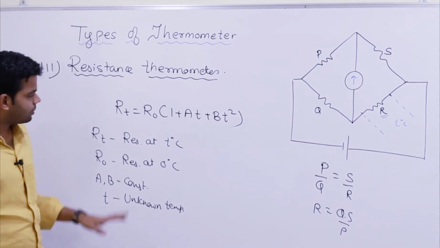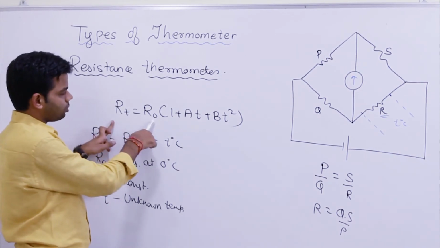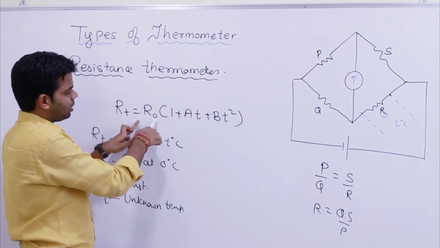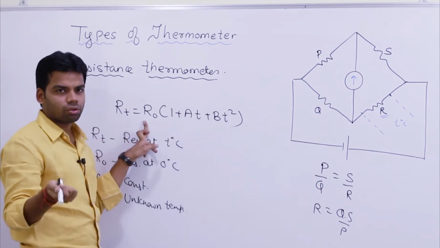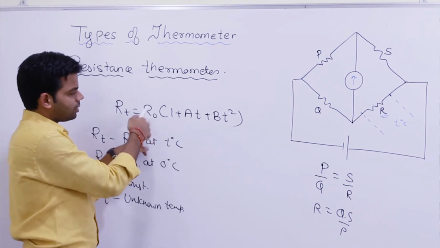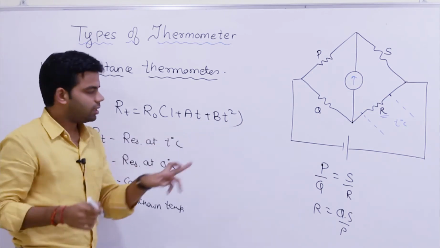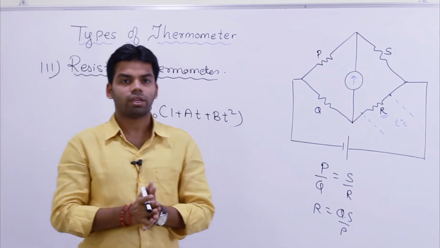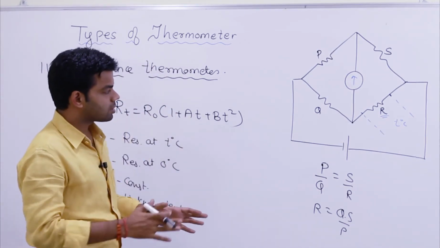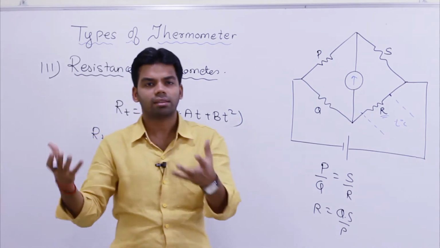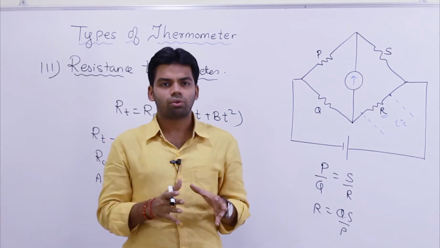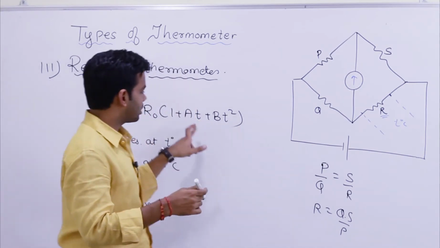So if you have the value of RT and R naught, RT being the resistance at T degree centigrade and R naught the standard value, the resistance at 0 degree centigrade, then you can determine the value of T, provided you have the values of A and B. Now how to determine the values of A and B? What we can do here is the same thing which we did in the liquid thermometer, we use calibration there. Same thing we have to do here, we have to calibrate this and determine the values of A and B.